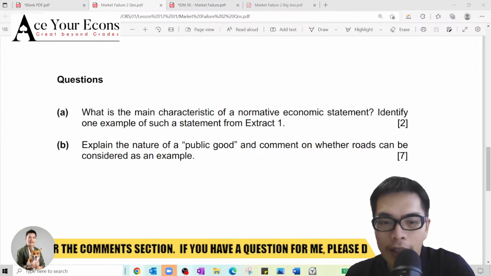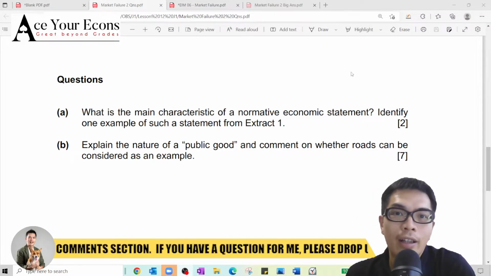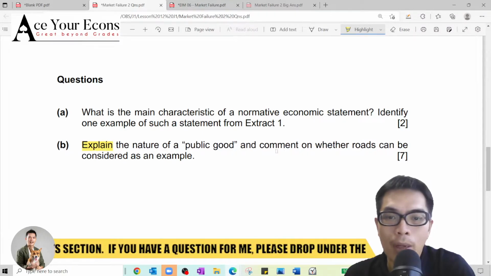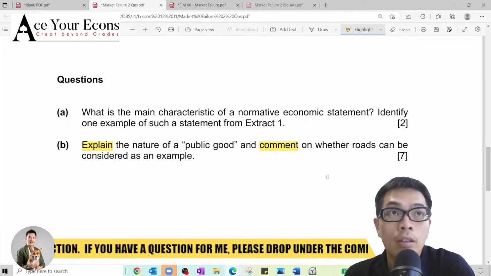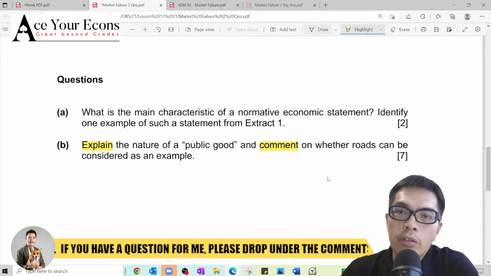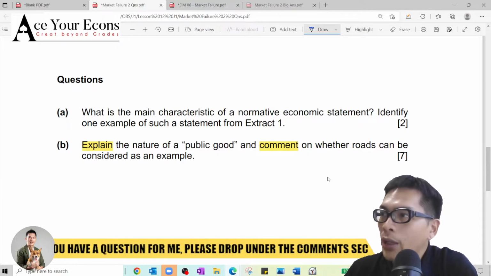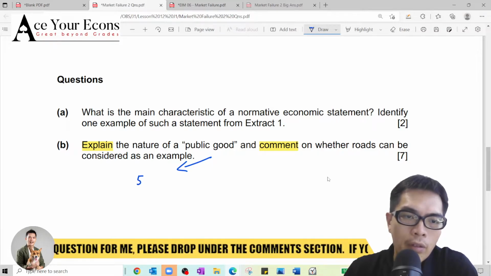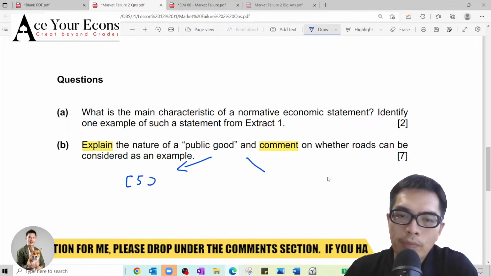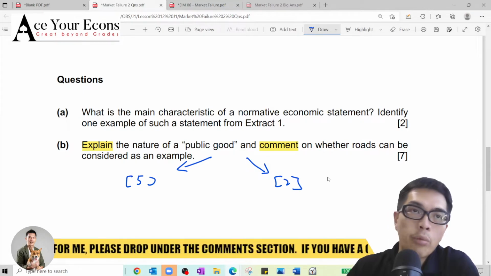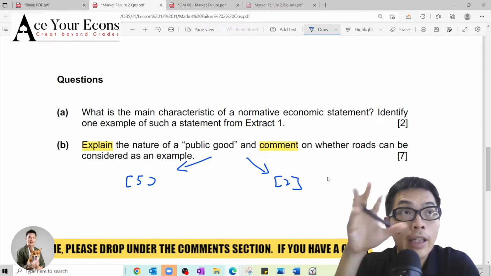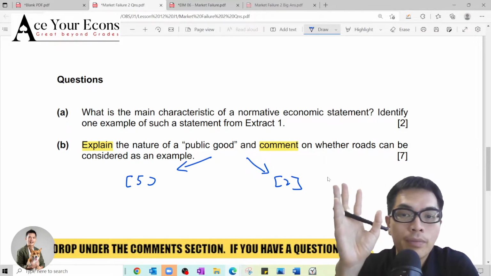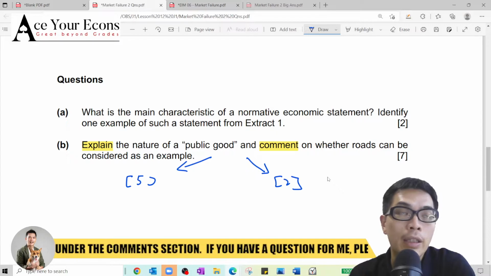So listen carefully. For part B, this is the newer question type that you need to be concerned about, that involves a two-part process: explain and comment. For explain and comment question, you will want to break this up into 5 marks and 2 marks, or whichever mark allocation that favors explain. The first word will always give you more marks. I'll talk about what is the role of comment later.